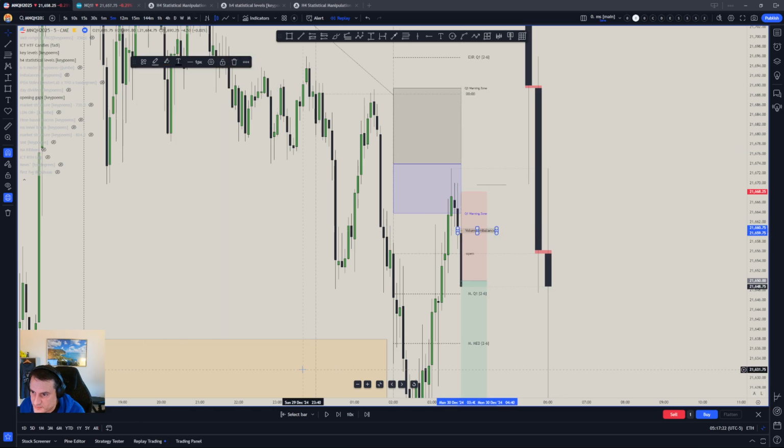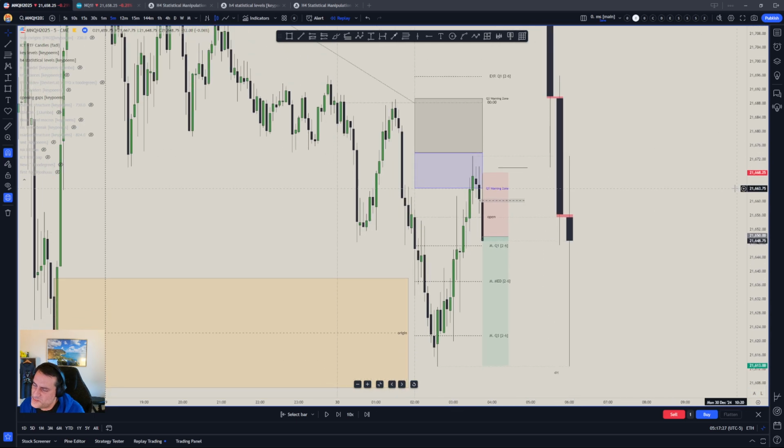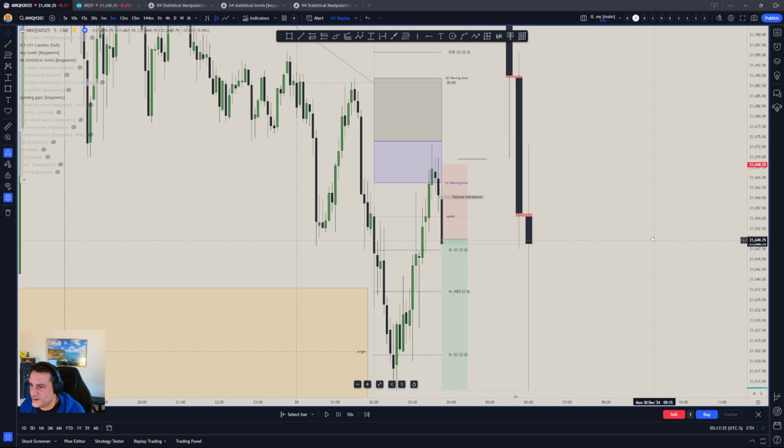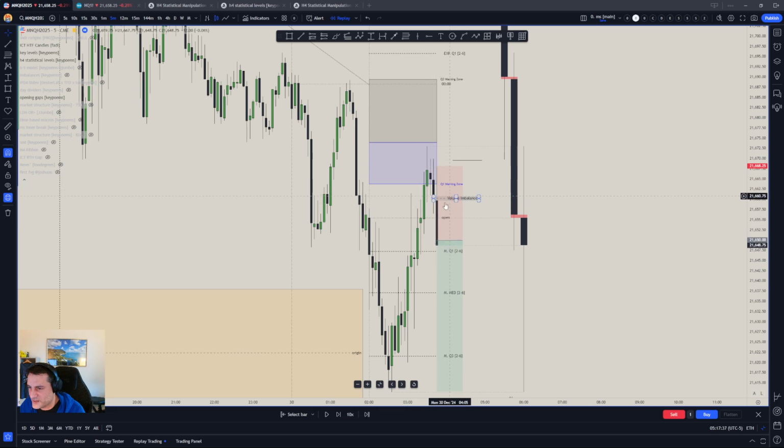Volume imbalances are magnets for price. It doesn't mean price will respect them, but generally in the short term, price really doesn't like to leave this unfilled, right? So price has to come back to it often.